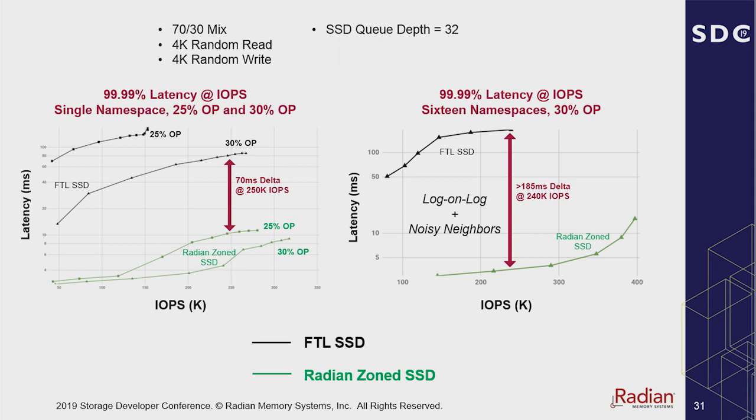In the graph on the right, we are showing noisy neighbors. The SSD is configured with 16 namespaces, and each namespace is running a dedicated host with FIO. In this example, the same 70-30 workload is held constant across all 16 namespaces, and IOPS are varied on the x-axis. We can see the 4.9 latency with the FTL SSD starts high, rises quickly with increasing IOPS, and tops out at around 175K IOPS, while the Radian Zoned Flash drive is able to achieve 400K IOPS with a dramatically better 4.9 latency. And other combinations of workloads show similar results.